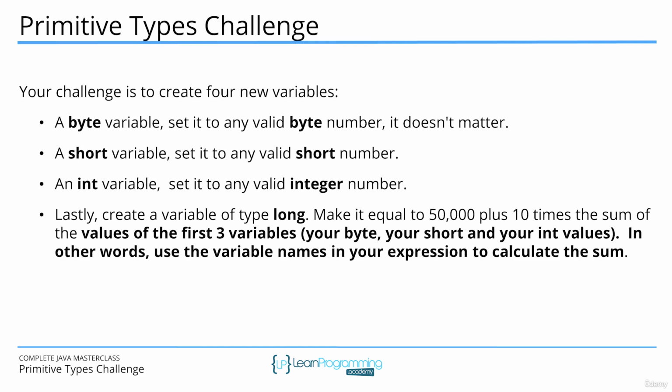Make it equal to 50,000 plus 10 times the sum of the values of the first 3 variables, your byte, your short and your int values. In other words, use the variable names in your expression to calculate the sum. Pause the video now and I'll see you when you get back.